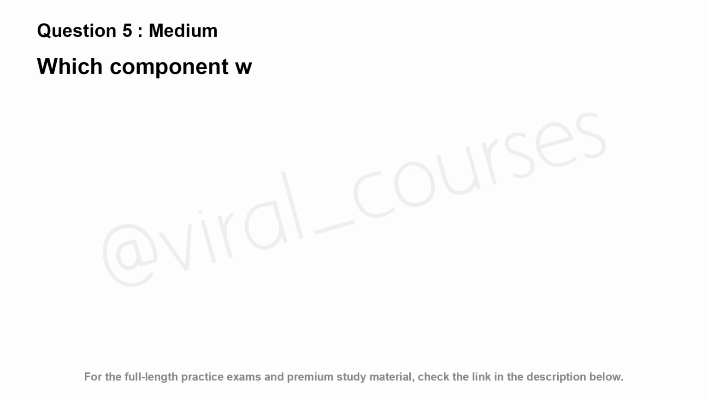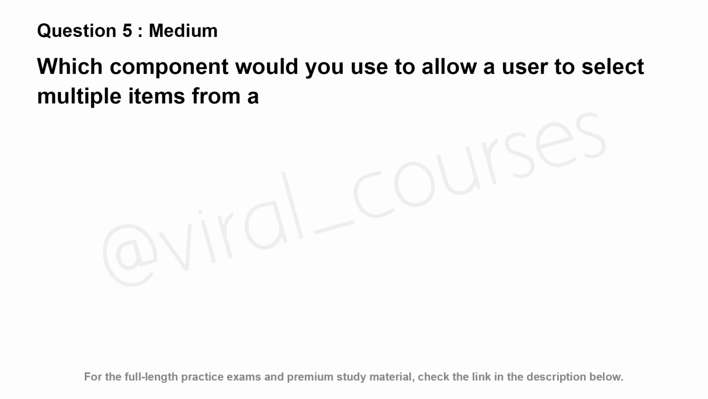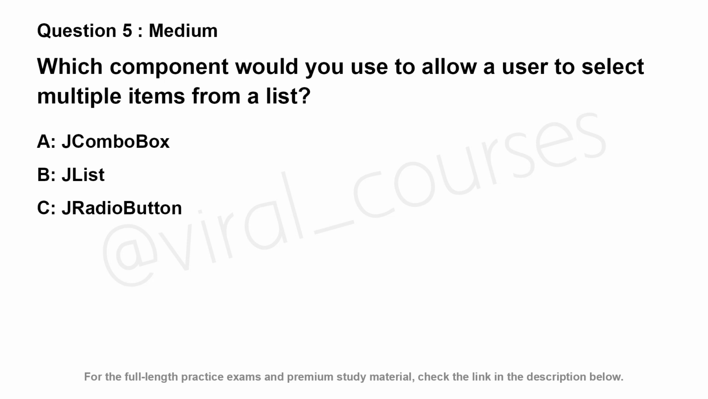Which component would you use to allow a user to select multiple items from a list? Option A, JComboBox. Option B, JList. Option C, JRadioButton. Option D, JTextField.